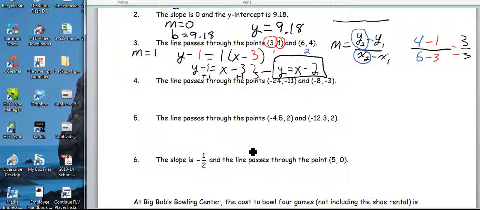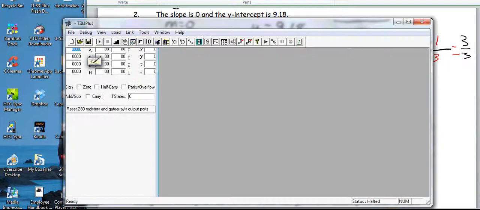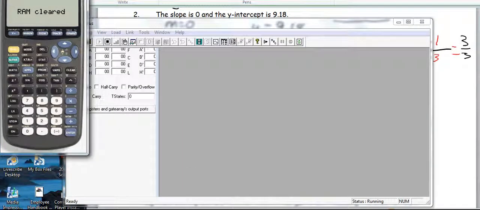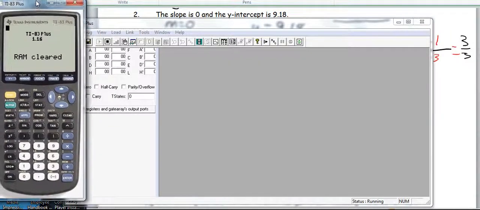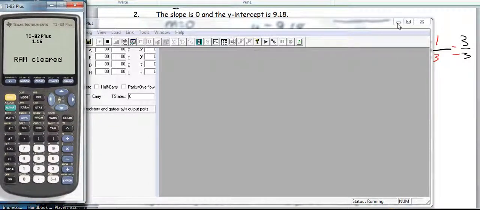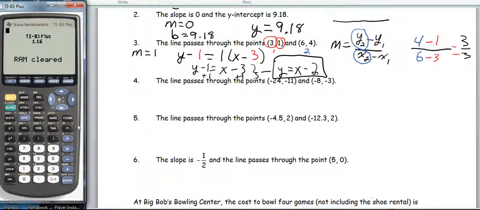Now, number 4. Here's where things get really interesting. Here's where it gets easy. And once you've learned the process, then you'll understand. So make sure you write down the steps that we use for this.